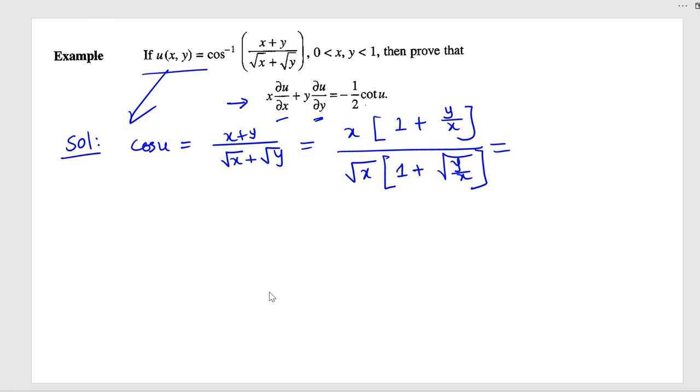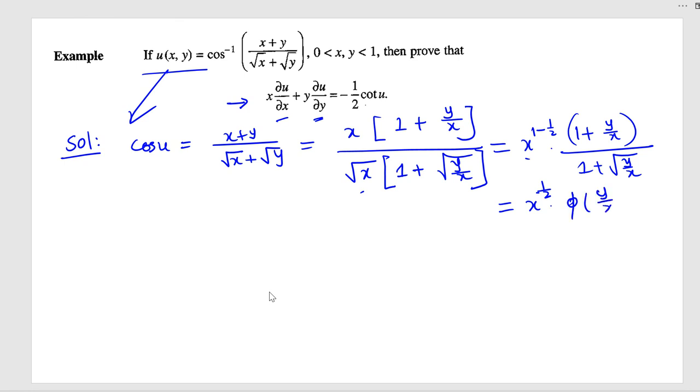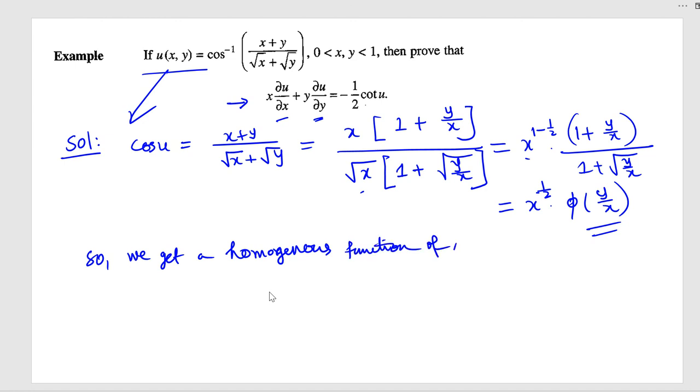So this is again x to the power 1 minus half. Here we get 1 plus y by x, and here 1 plus root of y by x. Now this is nothing but x to the power half of 1 plus some function phi of y by x. So this is a homogeneous function, and we get a homogeneous function of order half.